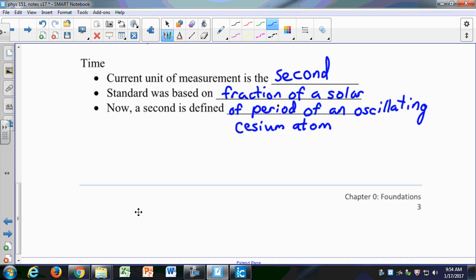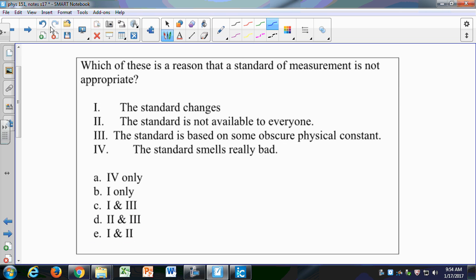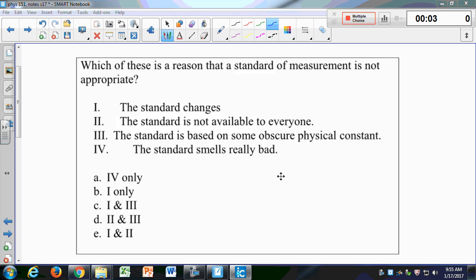Let's try a clicker question. I understand not all of you have your clickers today, but that's okay. Which of these is a reason that a standard of measurement is not appropriate? We are using frequency AA on your clickers. That is the default on your clickers. If you have questions about that, first just ask me. All right, so which of these is a reason that a standard of measurement is not appropriate? I give you 4 reasons. One or more than one of those is a correct answer. That it is not appropriate for which of these reasons? All right, we'll stop in about 5 seconds.